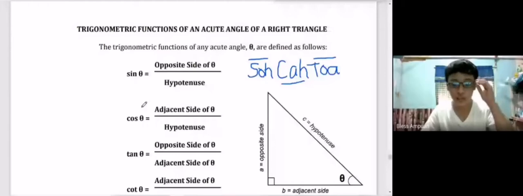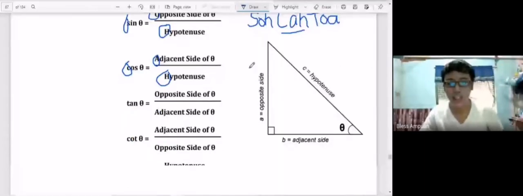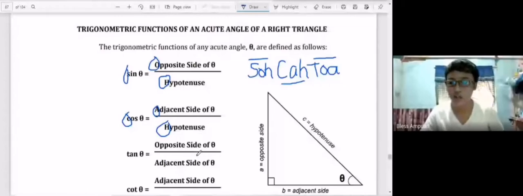And then the cosine theta, CAH: adjacent over hypotenuse, A over H. So that is CAH, cosine, adjacent over hypotenuse. TOA is the opposite side of theta divided by the adjacent side of theta. So TOA: opposite over adjacent, O and A. So that is the mnemonic for sine, cosine, and tangent theta as the trigonometric functions.